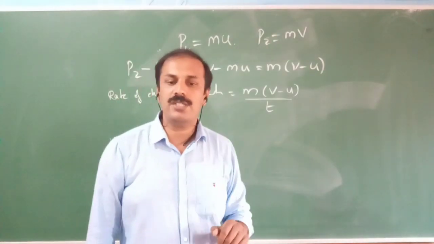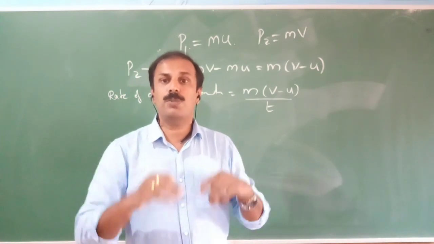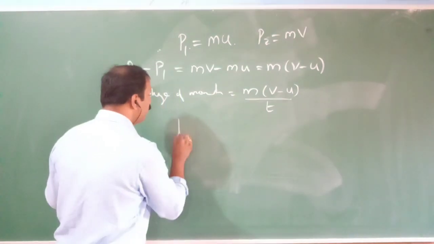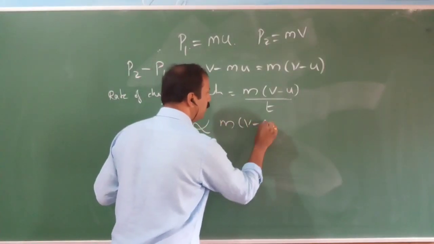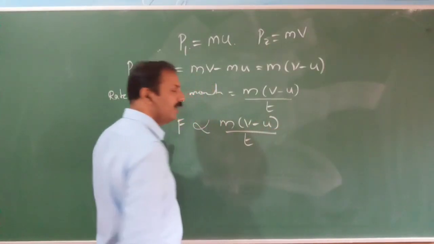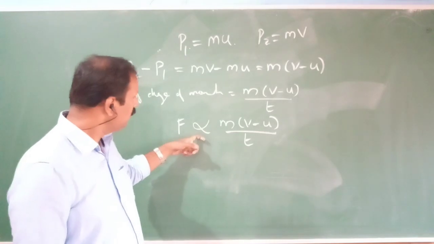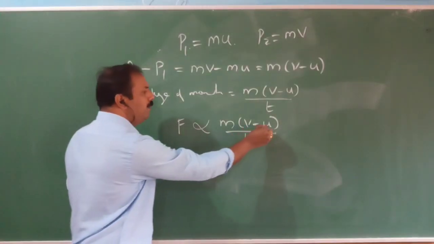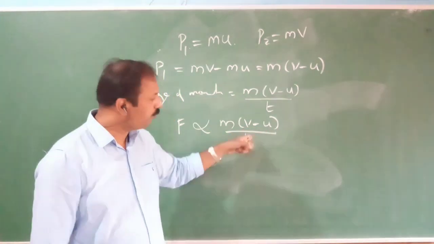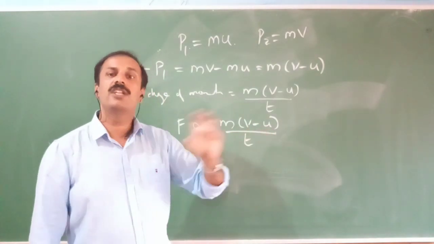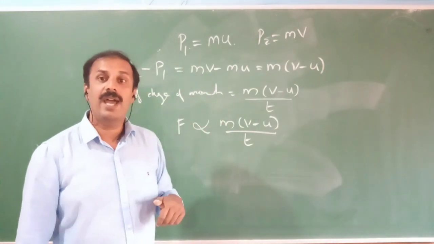So what our second law says, Newton's second law says that rate of change of momentum is proportional to the force. So F, the force, is proportional to mass into (v minus u) divided by t. Now here you see, what is this v minus u by t? That is final velocity minus initial velocity by time. Final velocity minus initial velocity means change in velocity, and change in velocity by time, as we studied in the previous chapter, is called acceleration.